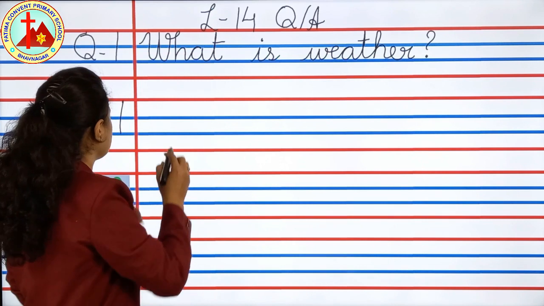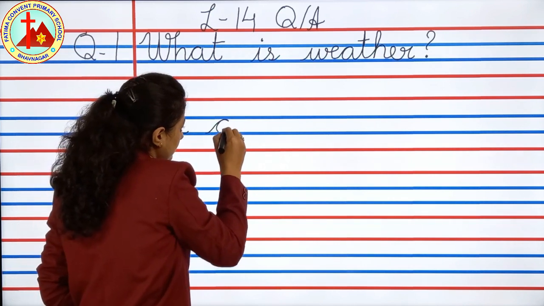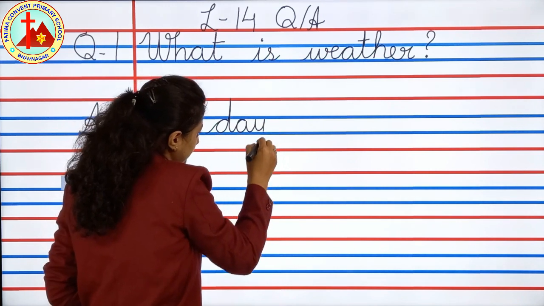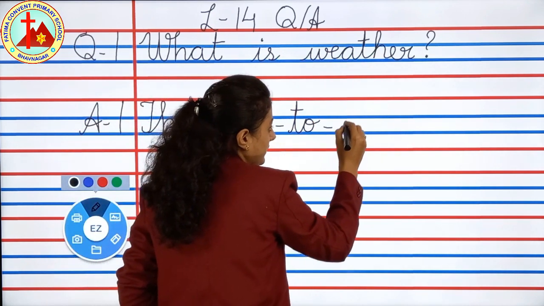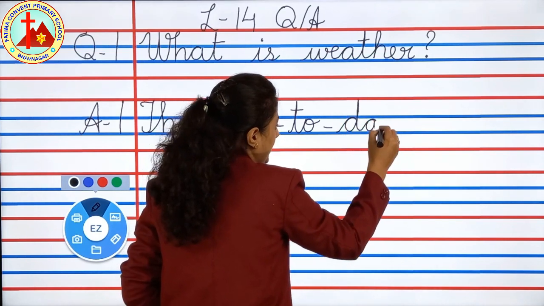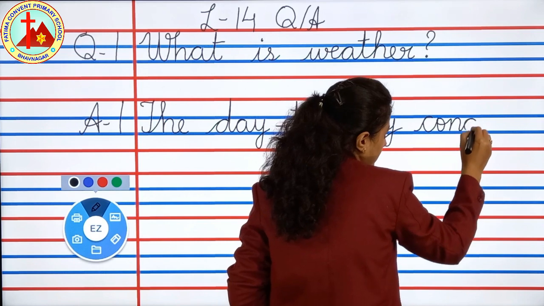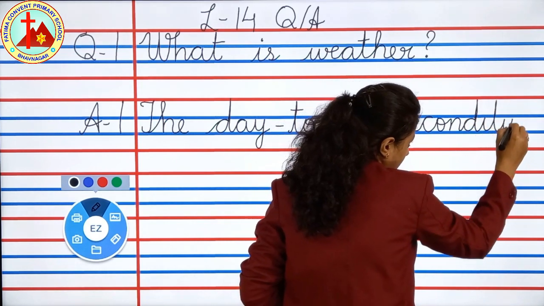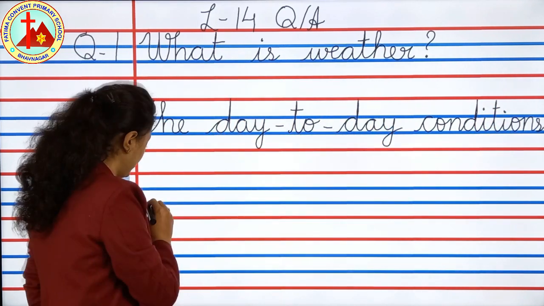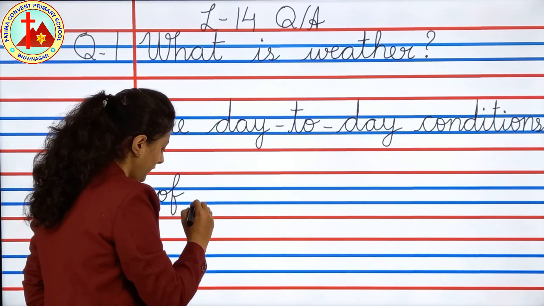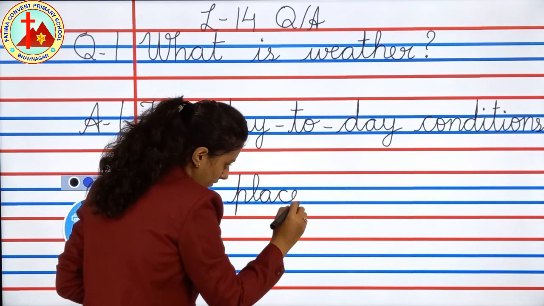Yes, so come on, let's write. Answer 1. The day, then a small dash, again 2, again small dash and write again day. The day-to-day conditions of a place. And a full stop at the end.